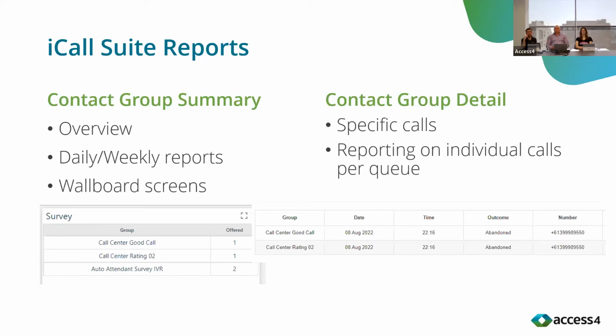So contact group detail. This is really specific calls. So this could be a weekly report where you look at all the really negative feedback you got throughout the week. Is it the same user who's having negative feedback all the time? Is it the same agent who's transferring calls to the queue all the time? Is it on that level?